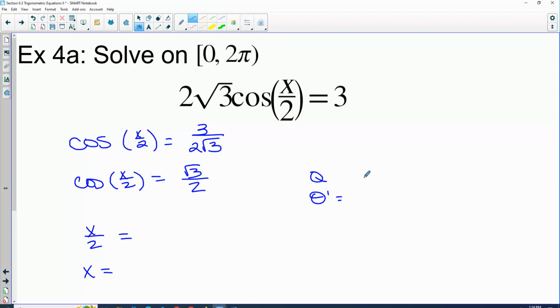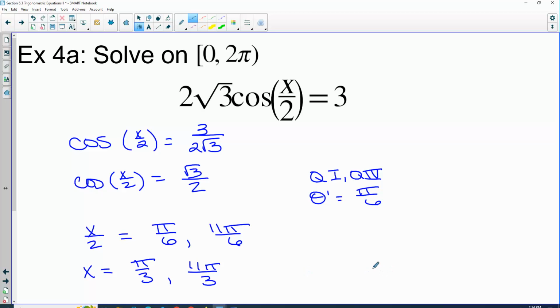So if you get cosine of x over 2 equals radical 3 over 2. We know cosine's positive in both quadrants 1 and 4, so we need answers for both. Reference angle, when is cosine radical 3 over 2? 30, so pi over 6. So x over 2 could equal pi over 6 in quadrant 1 is pi over 6. In quadrant 4, 11 pi over 6. Multiply by 2, we get pi over 3 and 11 pi over 3.